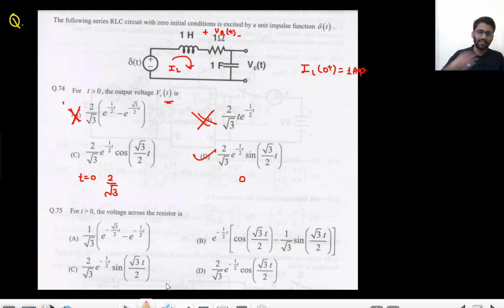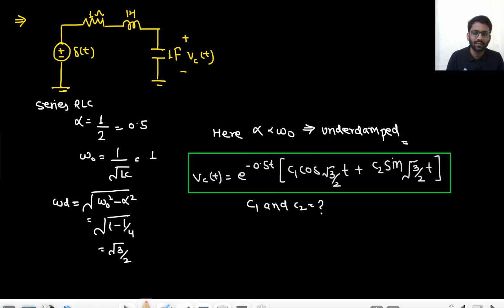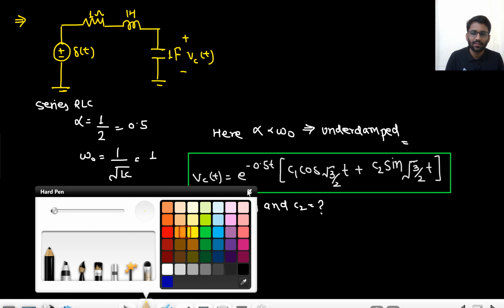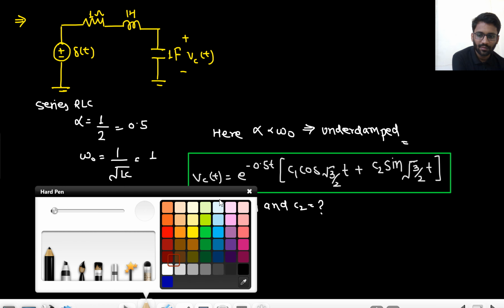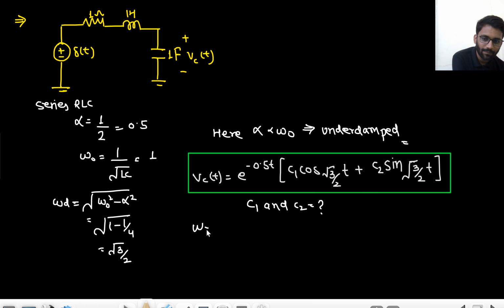Now try solving the other one on your own. This one. So how are these two options cut? Because they don't have any sinusoid or cosinusoid. Every expression will have sinusoid or cosinusoid because underdamping is there. So if you talk about VR(t), VC(t), here I will write that we know at t equals 0, VC(0+) will be 0 volt.